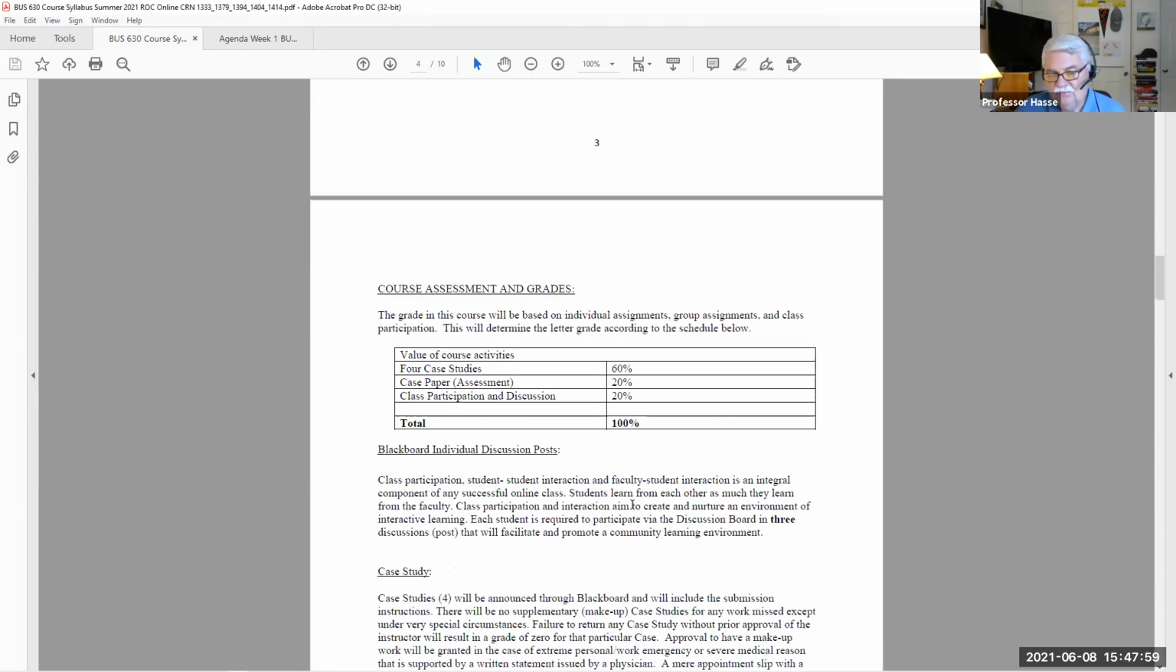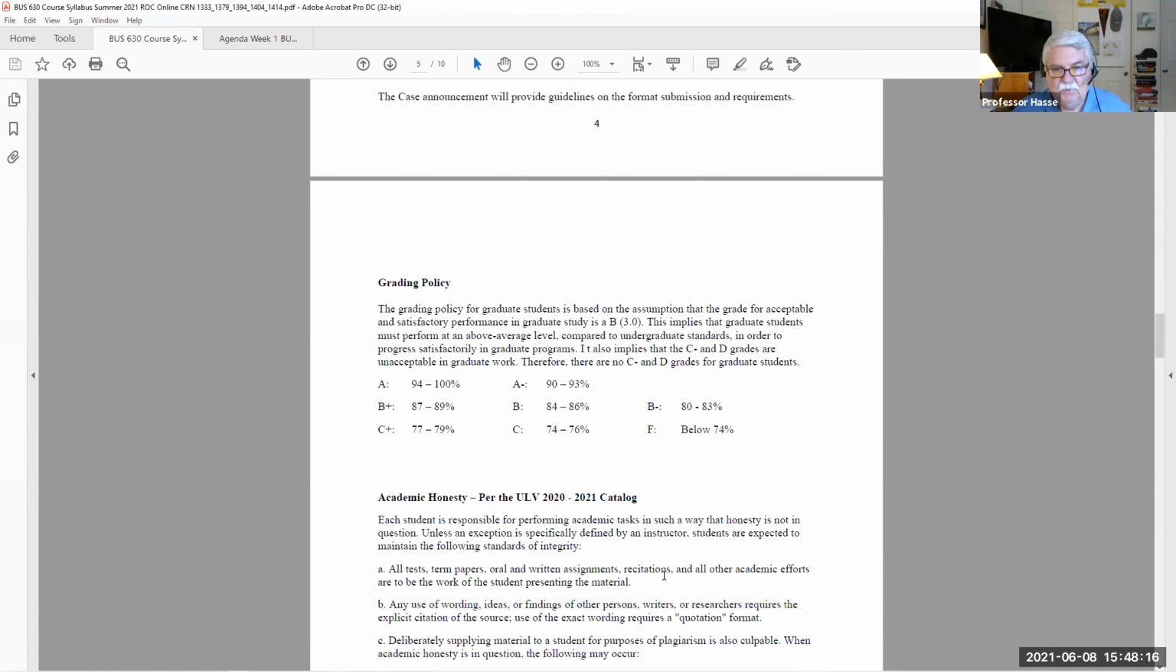Our grading structure: we have 4 case studies, each worth 15%. We have a case paper where you'll be doing a capital budget analysis, and you'll have discussion posts and class participation during the course of our term.